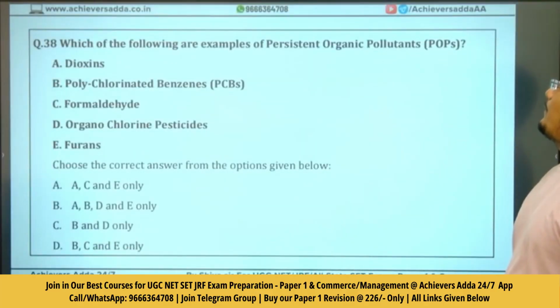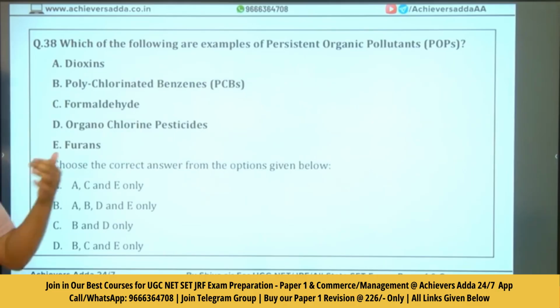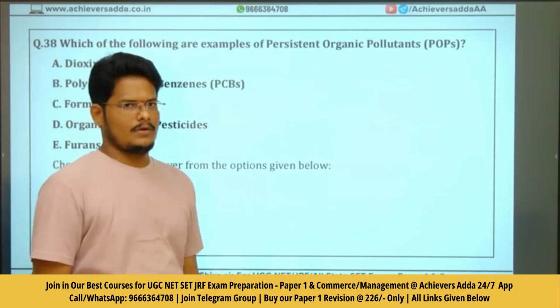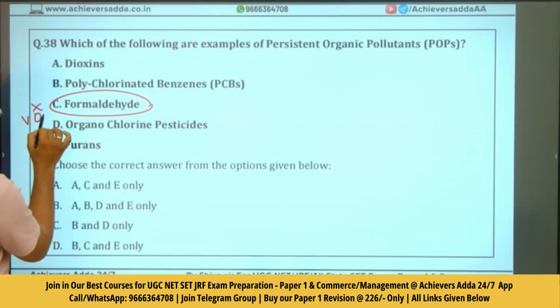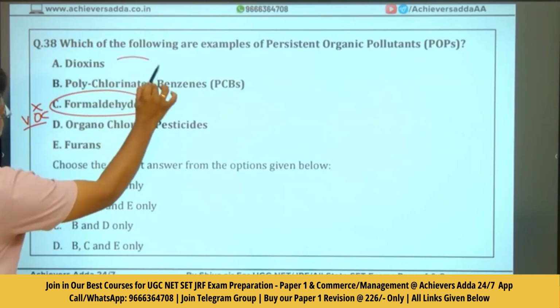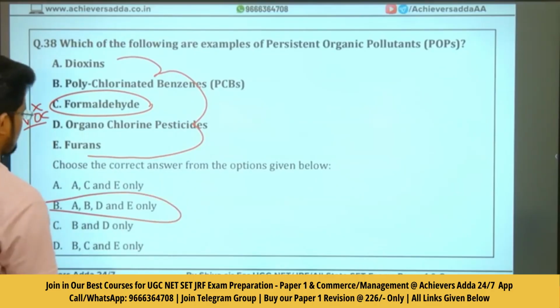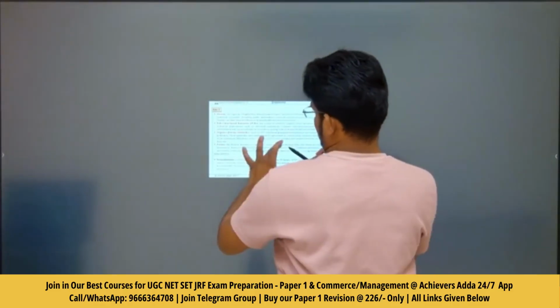Persistent organic pollutants, POPs: dioxins, polychlorinated benzene, organochlorine pesticides. Formaldehyde is like carbon monoxide, usually a volatile organic compound. This is a volatile organic compound, not a persistent organic pollutant. So the remaining dioxins, polychlorinated benzene, organochlorine and furans come under persistent organic pollutants.